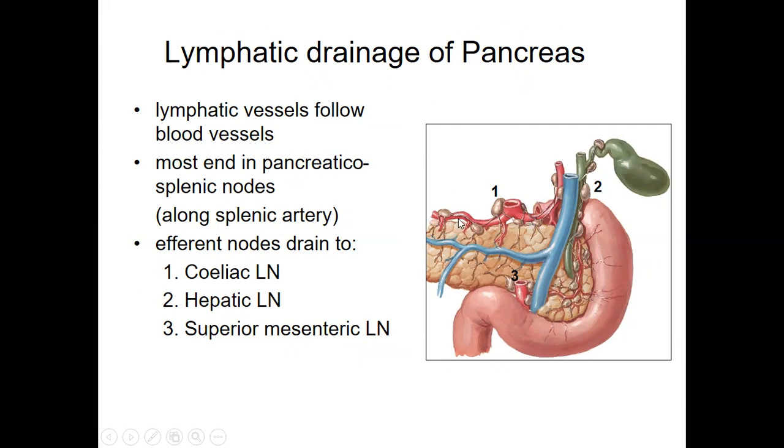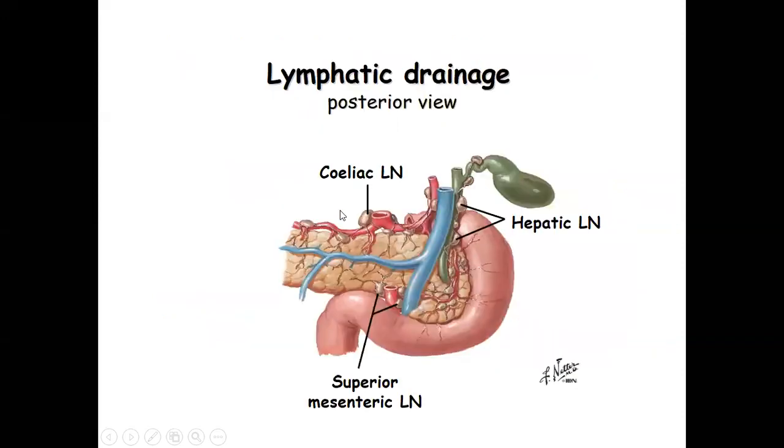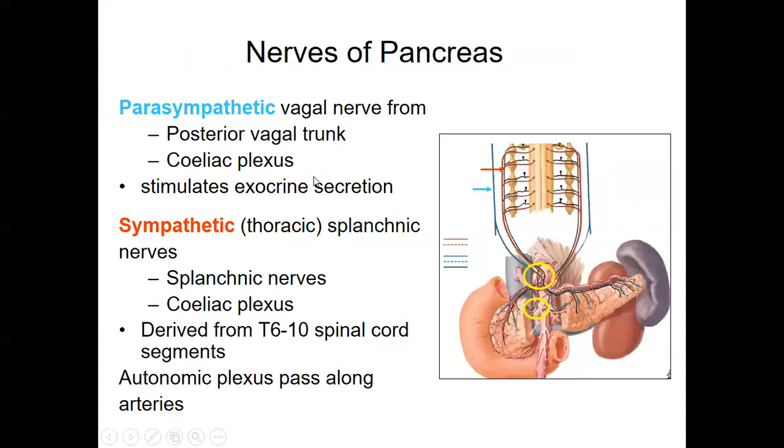So you can see here, these are the pancreaticosplenic nodes located along the splenic artery. And the efferent vessels will drain into the celiac lymph nodes, number one here, and also drain into the hepatic lymph nodes, number two, and then number three, the superior mesenteric lymph nodes. That is regarding the lymphatic drainage of the pancreas.